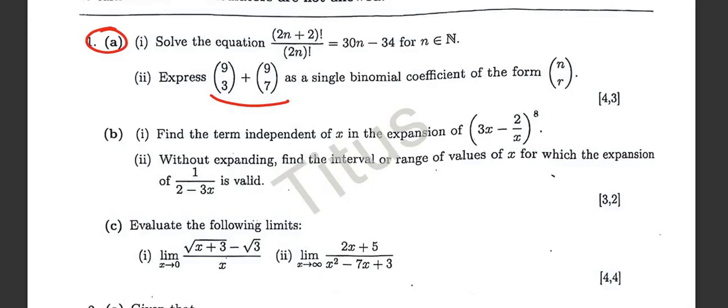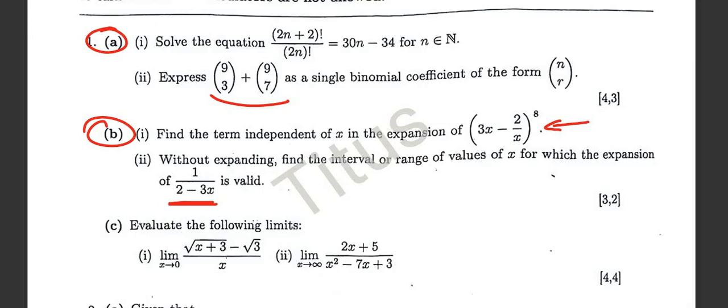On here, the next question is from binomial, so we can actually do it. They're saying find the term independent of x in the expansion of this expression. The last one is also on binomial. Here they're saying without expanding, find the interval or range of values for which the expansion is valid. We are not trying to expand it. We're just going to get the region of validity for this expression that we have been given.